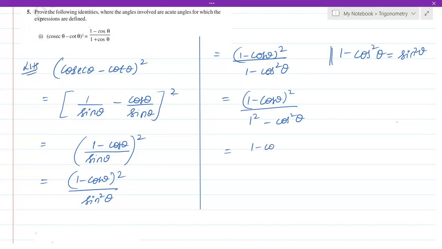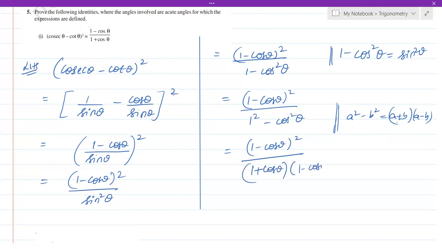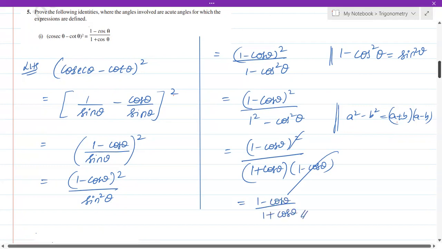See, 1 minus cos theta the whole square. The denominator now is in the form of a square minus b square, isn't it? A square minus b square is what? A plus b into a minus b. If you observe, the denominator now is in the form of 1 square minus cos square theta. So it is like a square minus b square, where a is 1 and b is cos theta. So 1 square minus cos square theta will become 1 plus cos theta into 1 minus cos theta. Now you can cancel 1 minus cos theta and 1 minus cos theta one time. Therefore, what you are left with is 1 minus cos theta divided by 1 plus cos theta. Very easy one.